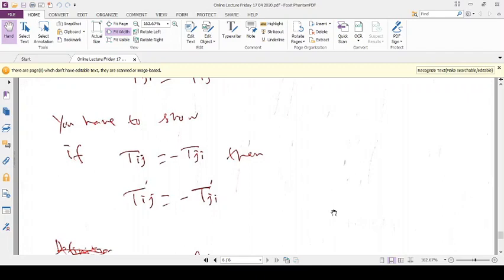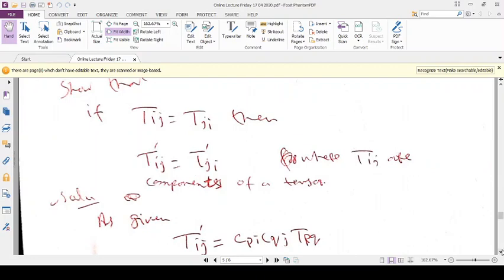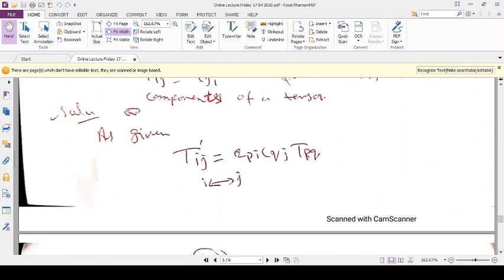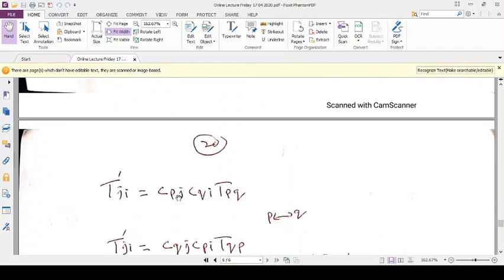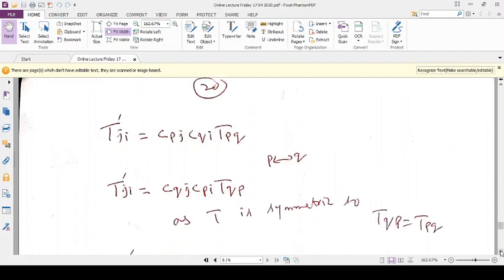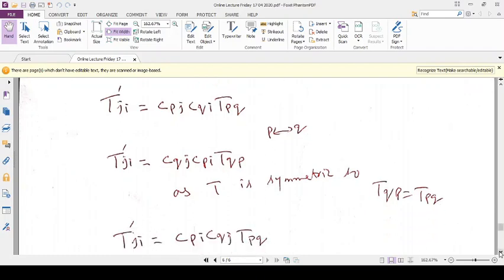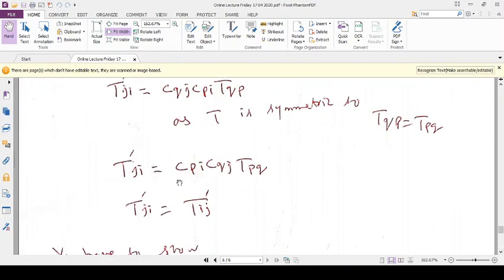Now you have to show that T dash ij equals minus T dash ji, and you will follow the same procedure as we have adopted in this example. You will start from here. Simply, you have to use the anti-symmetric condition, Tqp equals minus Tpq, because it is given that T is anti-symmetric, so you will use its property of anti-symmetry, so you will have the minus and the result.